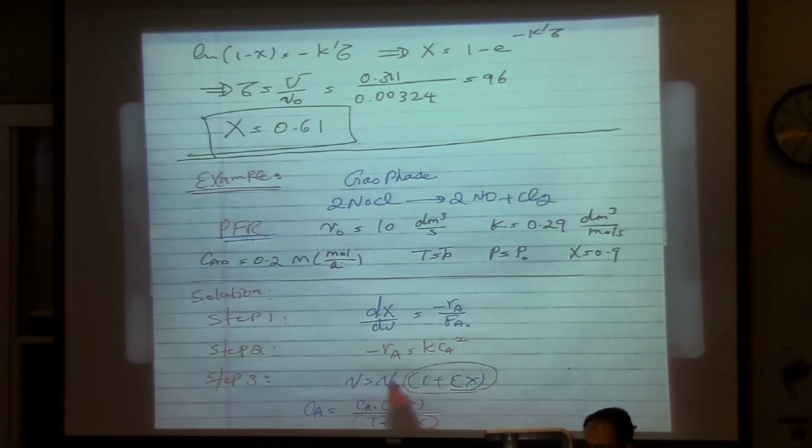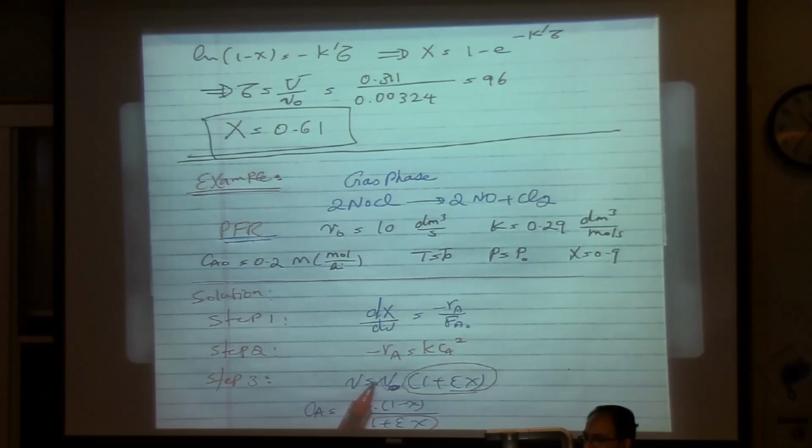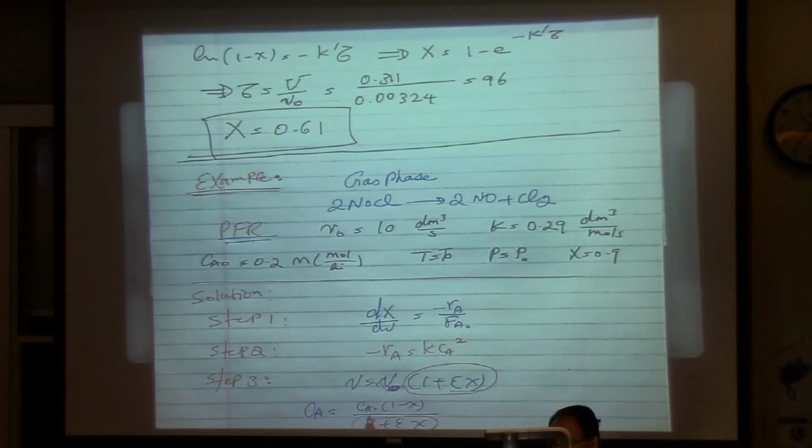Otherwise, you have to consider that one. And where does this V0 go here? What happens to this V0? Vanished. The way that it vanished is because we have FA0 in the numerator, so FA0 divided by V0 becomes CA0, right? So basically CA for the flow reactor is FA0 times 1 minus x, and FA0 divided by V0 is CA0. So CA0 1 minus x, and 1 plus epsilon x remains there.